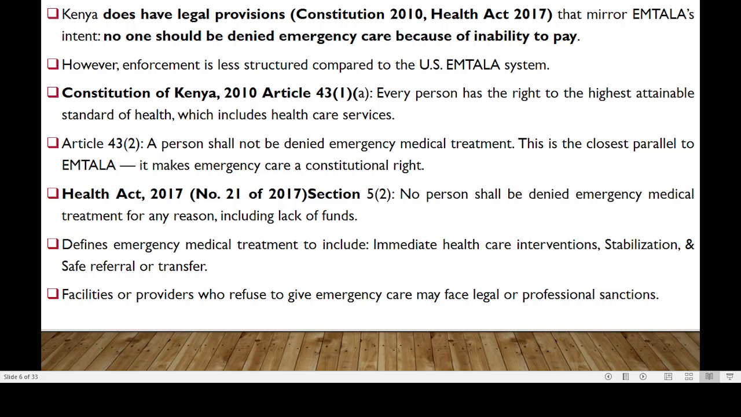According to the Health Act of Kenya 2017, number 21 of 2017, section 5, part 2, no person shall be denied emergency medical treatment for any reason, including lack of funds. So this one defines emergency medical treatment to include immediate healthcare intervention, stabilization, safe referral, or transfer. So facilities and providers who refuse to give emergency care may face legal or professional sanction in Kenya.